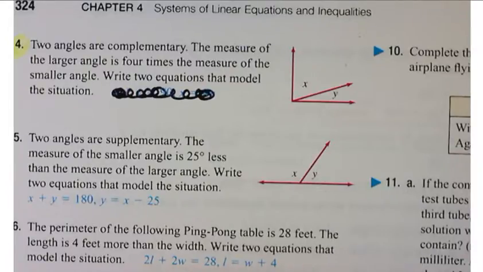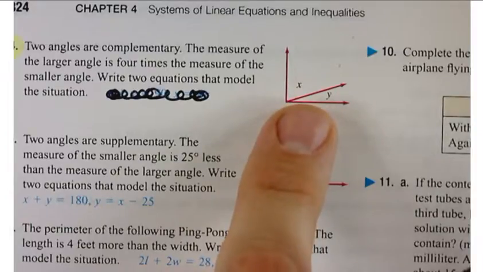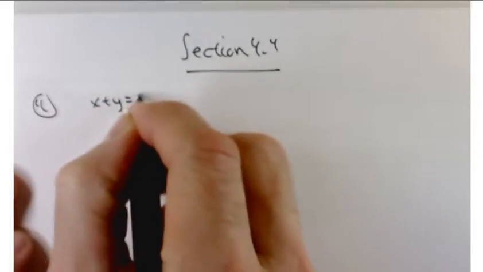So can you come up with the first equation? What's the first one there? x plus y equals 90. Thank you. So the 2 angles are complementary, so x plus y equals 90.